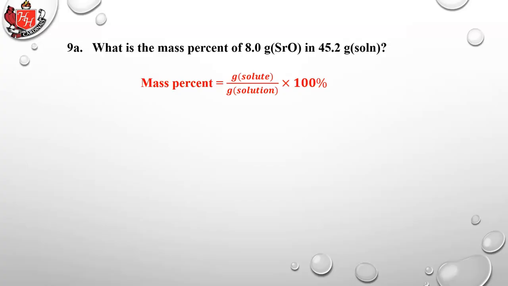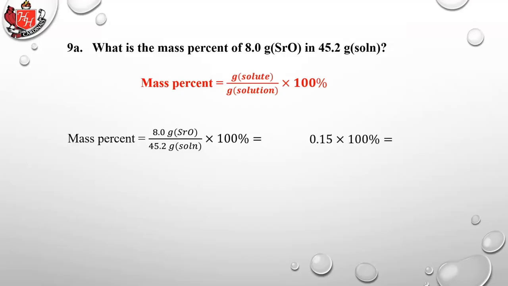So you simply need to do the following. You need to put 8 grams of SrO over 45.2 grams of solution times 100%, and that gives you 0.15 times 100%. So that's going to be 15%. That's the mass percent of SrO.